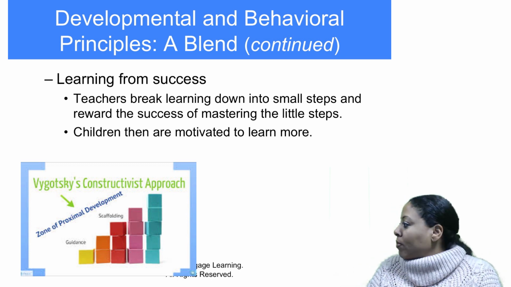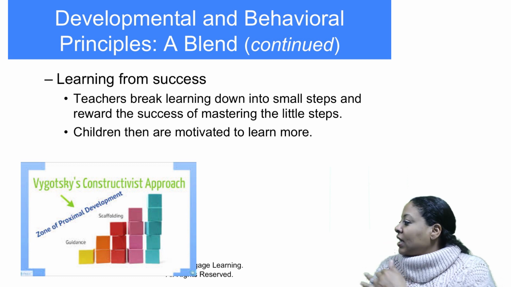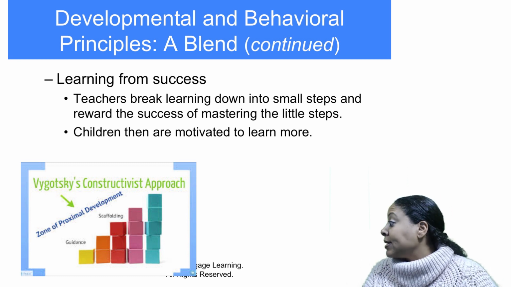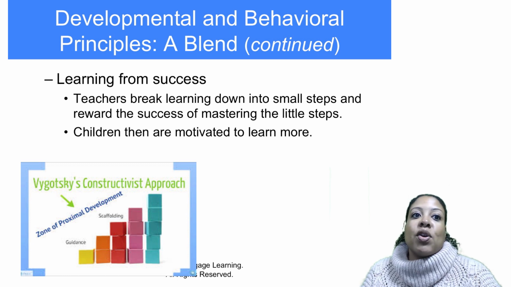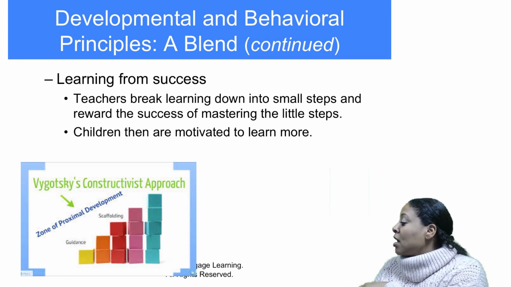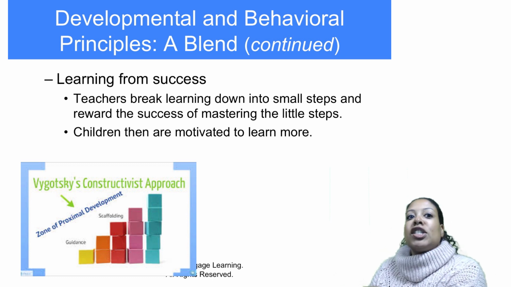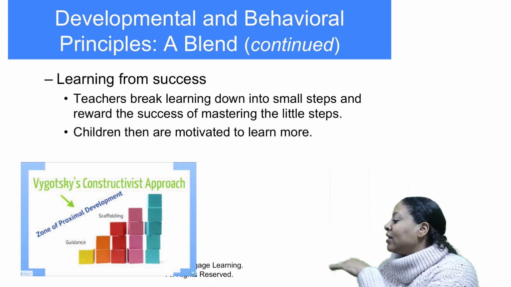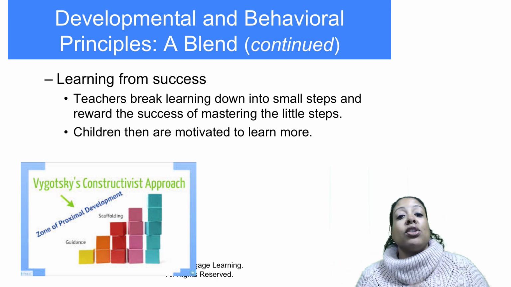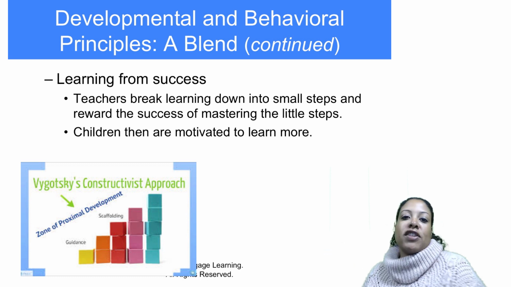So here you might be familiar with Vygotsky's constructivist approach. This gives you a visual breakdown of scaffolding. So we have the zone of proximal development. So you see the bottom block is guidance. That's the type of intervention or guidance that you're giving to the child. And then as we move up, we see scaffolding. That's the assistance that the adult gives so that the child can meet higher achievement.